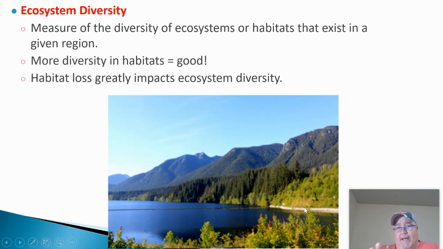So just by looking at this picture, it's probably a pretty good assumption that this is a healthy ecosystem. We have lots of different areas for different things to live, and most likely it would be healthy, unless, of course, the water's poisoned or something. That obviously wouldn't be very healthy. But we have a lot of diversity here. There's different areas where organisms can live.